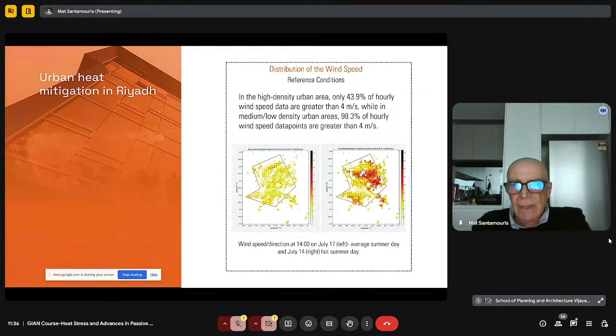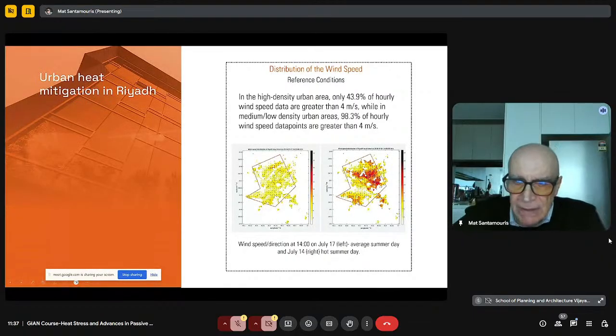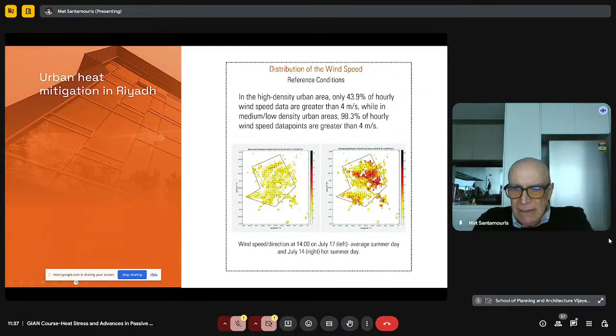We've seen that, in high density urban areas, for almost 50% of the time, the average hourly wind speed is close to 4 meters per second, while, in the medium and low density urban areas, for most of the time, almost 99%, it is also 4 meters per second. But you can see, for example, that at noontime, in specific areas of the city, the wind speed really is higher than in the other parts of the city.